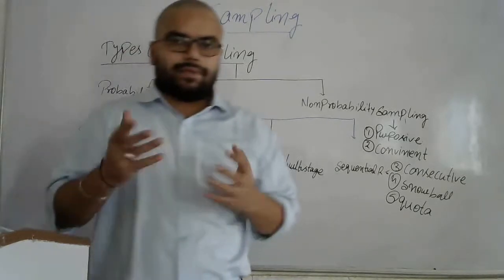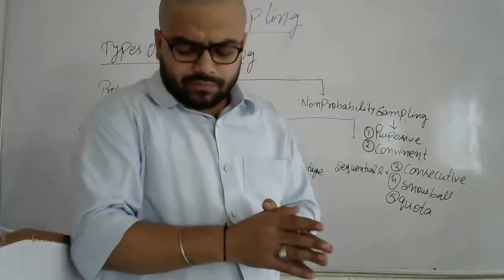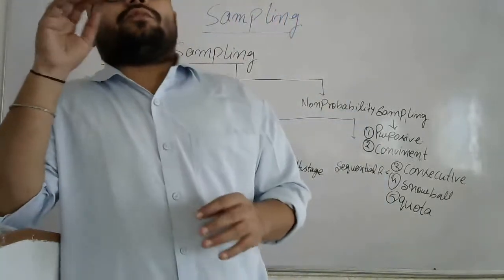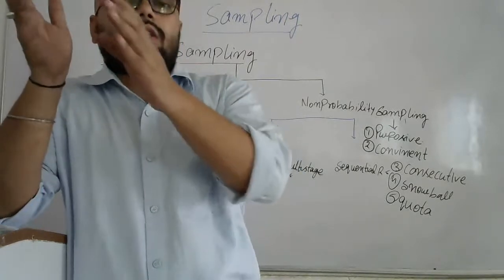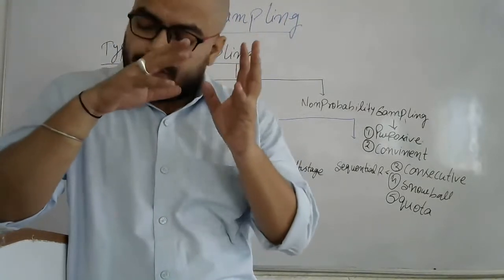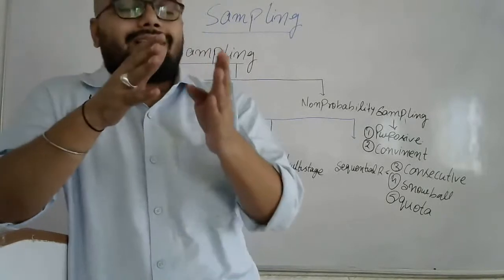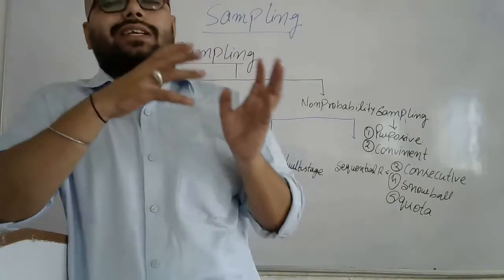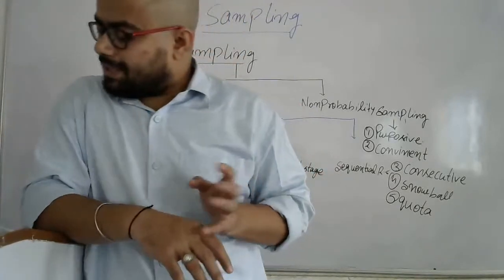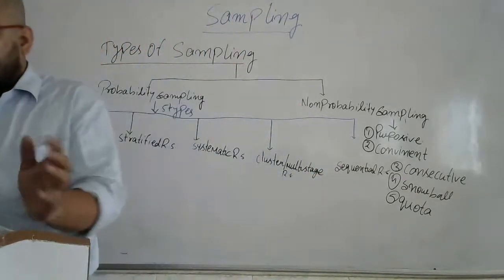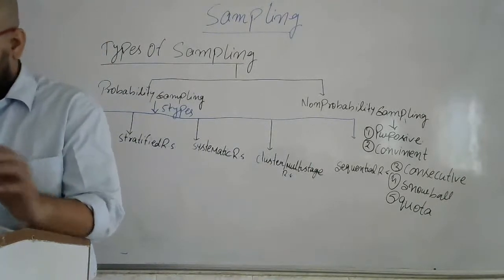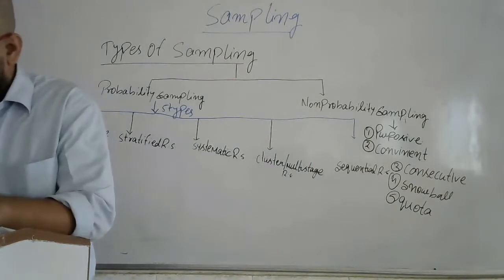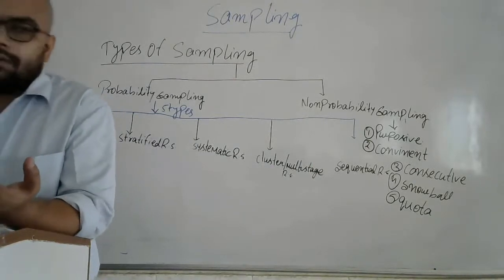In the previous class I told you the definition of sampling. Sampling means selecting representative units from the population, that is, selecting a representative group of objects, individuals, or things from any population. Then it is known as sampling. So sampling is the process of selecting representative parts from the population. In this condition, different types of techniques are used for the sampling process.